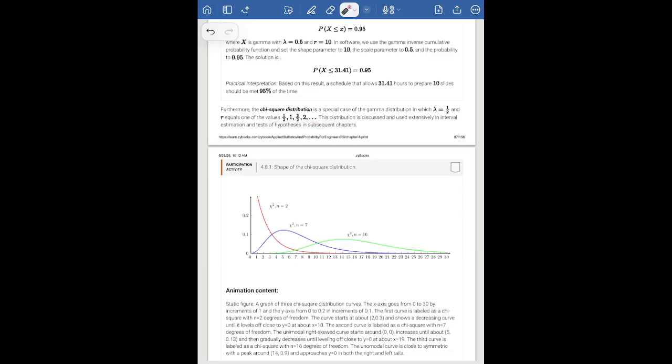This distribution is discussed and used extremely extensively when you're dealing with interval estimation and hypothesis testing. Okay.